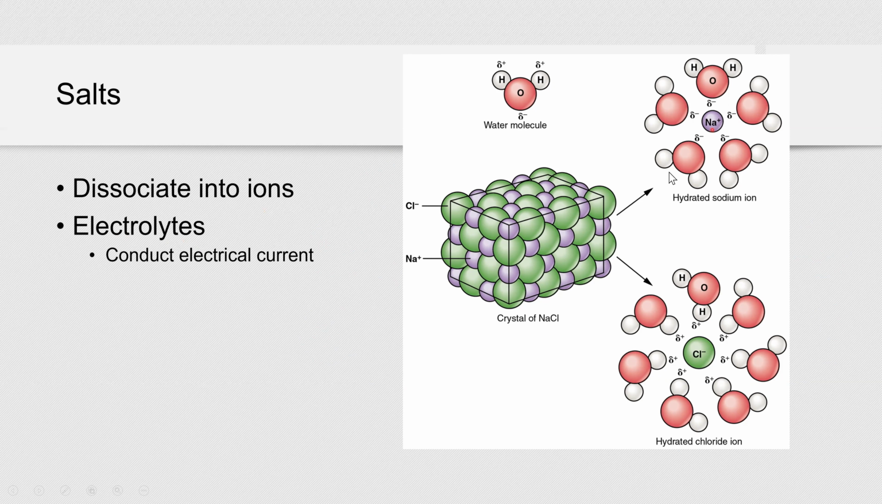So if we add this crystal of salt in the water, because water is a polar molecule, right, the part of the molecule where oxygen is will be attracted to the sodium ion, and the part of the water molecule where we have a partial positive charge will be attracted to chloride ions. So they will dissociate and they will conduct electrical current.